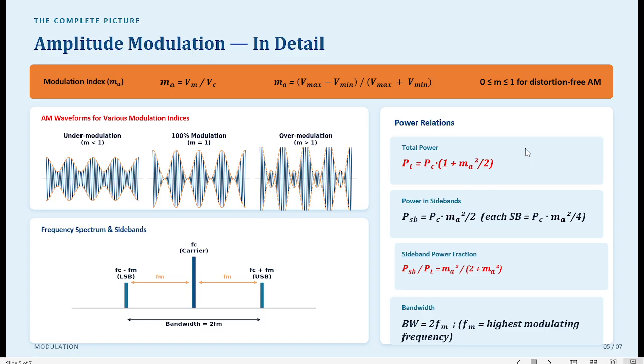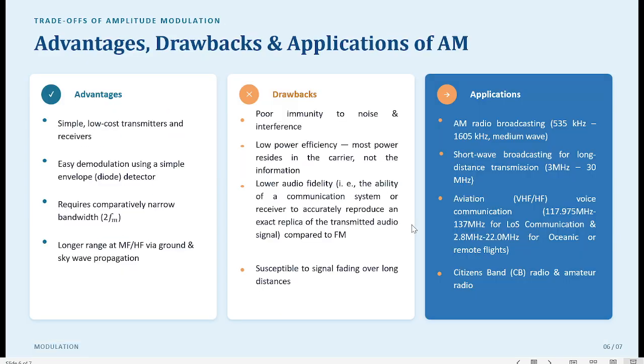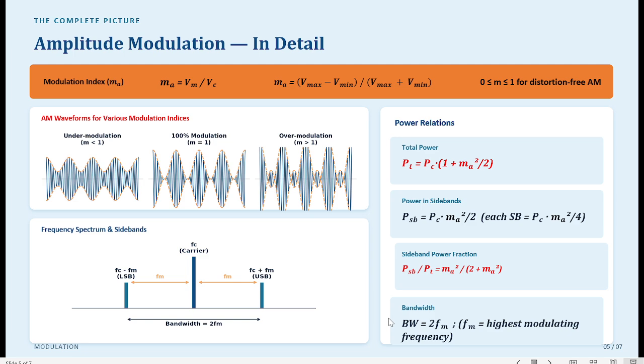So we can see here some power relations I have listed over here. Total power PT is equal to PC times (1 plus MA square upon 2), where PC is the carrier power and PT is the total power. Now the power in the side bands is given as PC times MA square upon 2. So this is the total side band power, and in each side band the power is half of this, so it will become PC into MA square by 4.